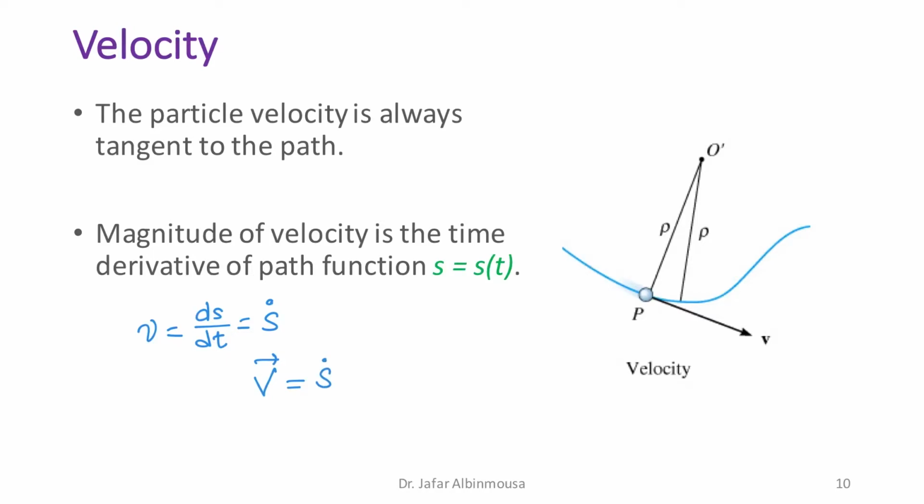ut. S dot is the velocity, so I can write this as v equals v ut. And ut is the unit vector, because we said that this is the velocity vector and this is the ut, the tangent unit vector.